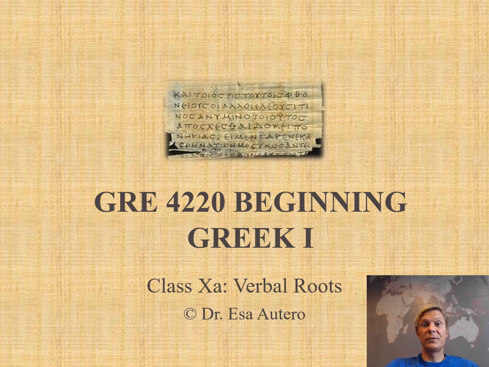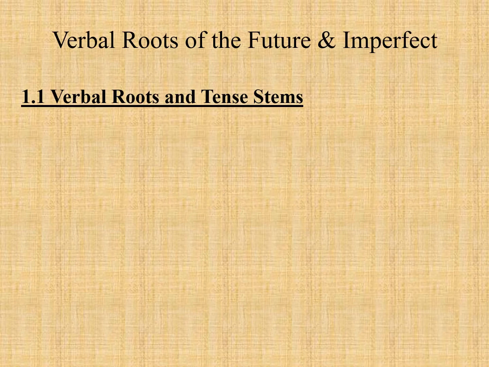Let's continue with the Greek class, and we're going to look at the verbal roots today. Perhaps if this sounds complicated, you can just think of it in terms of irregularities within the verbs. Let's see what we can find. So when we start looking at the irregularities in the future tense and present stem, we're going to start talking about the roots and tense stems more and more.